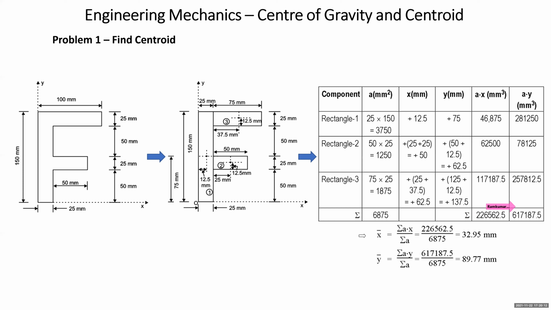Now come to x bar. X bar is what? Summation A x upon summation A. Take summation A x from here, and write summation A from here, 32.9. What is y bar? It is summation A y upon summation A. Summation A y is from here and summation A is here. You get 89.7. This way you have located the x and y coordinates of the centroid of this composite area. And that is what the problem asks of you in the examination.